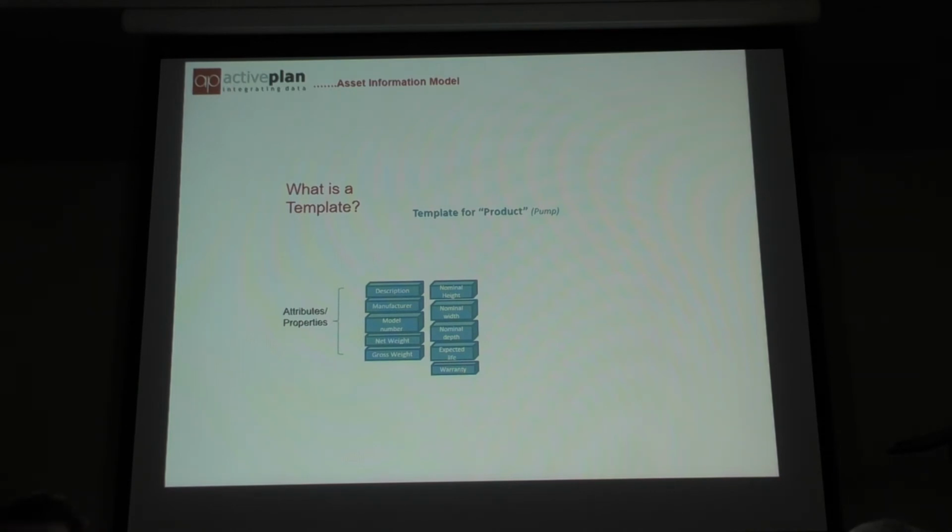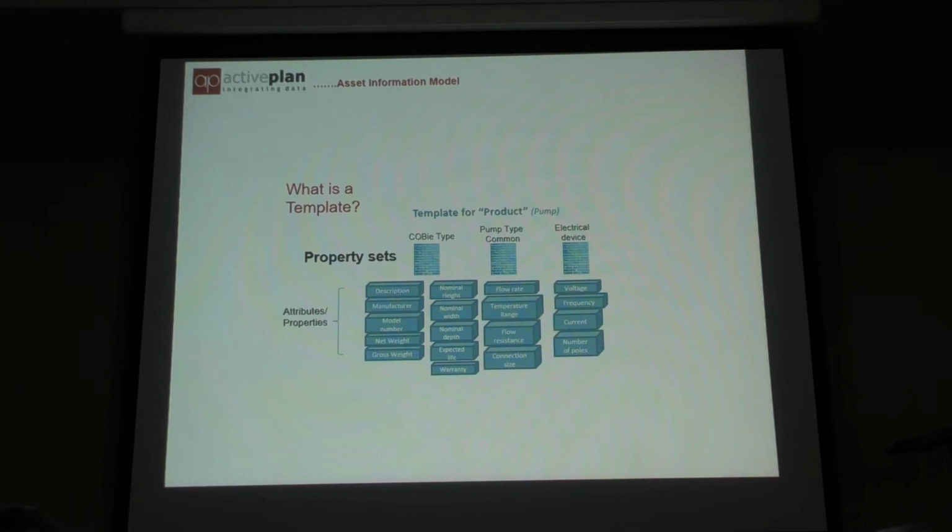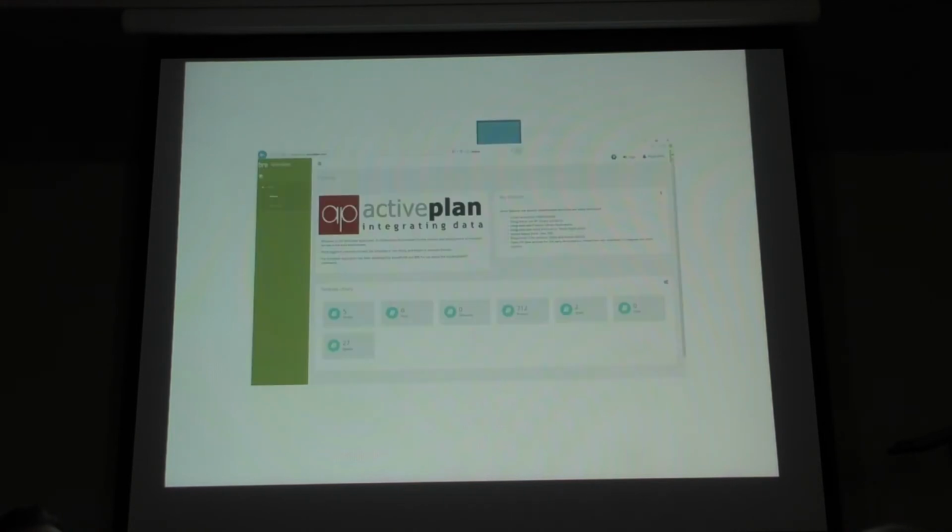That is impossible for a computer to read, so we need to have that in a digital format. And that's what we're doing with COBie data. So we've got information about that, and anything that is electrically powered then has the same set of information.